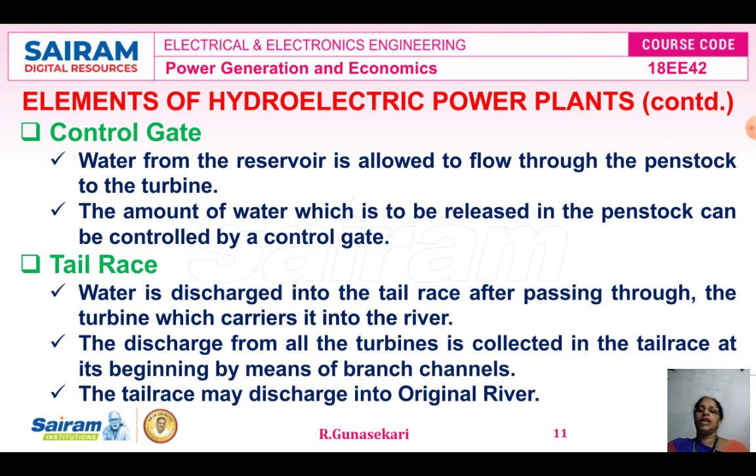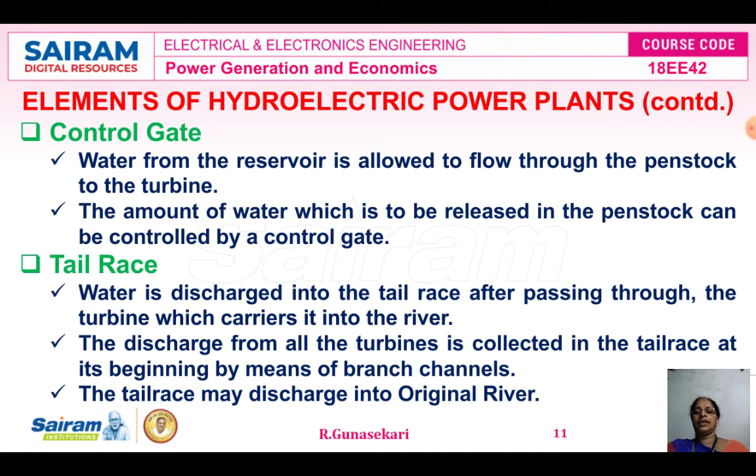The next one, the control gate. The water from the reservoir is allowed to flow through the penstock to the turbine. In between we are using the control gate for controlling the water flow. The amount of water to be released into the penstock can be controlled with the help of a control gate.